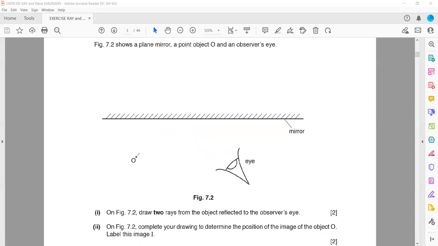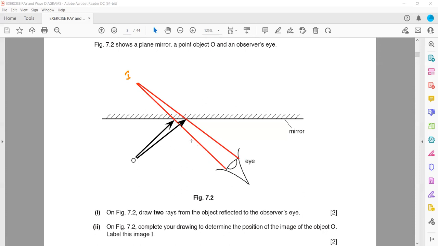What you will do is measure the distance from the object to the mirror. For example, if this is 2 centimeters, using a ruler you measure this distance from object to mirror, and the same distance you mark on the other side, because we know object distance and image distance are always the same. Now we draw two light rays from the image directly to the eye, and we just join these two light rays from the object to the mirror. So this is how the image is formed by a plane mirror.